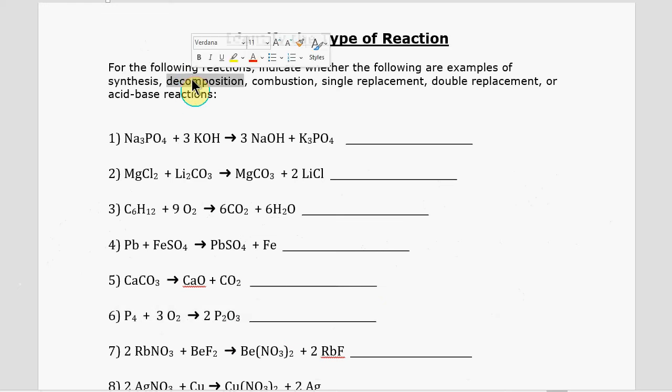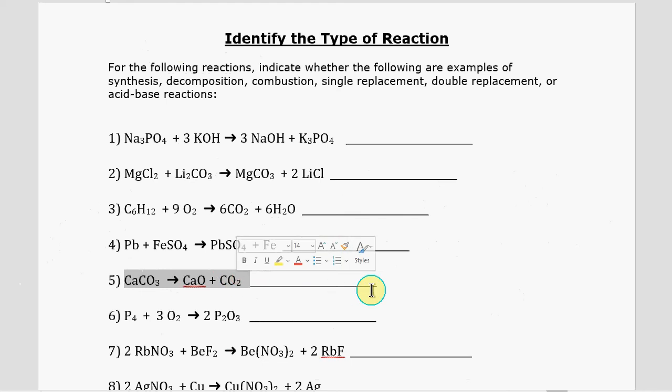Decomposition reactions are exactly the opposite. They are one thing breaking down into multiples. And here we see one of the metal carbonate rules. So you have calcium carbonate breaking down into calcium oxide and carbon dioxide. So this is one of those specialized reactions. In decomposition, one thing becoming two.